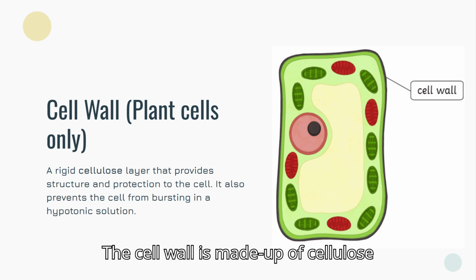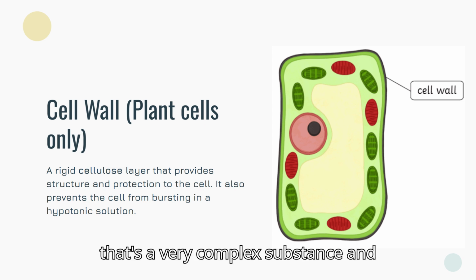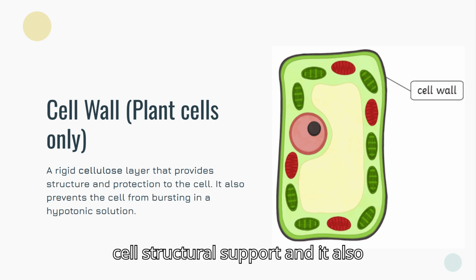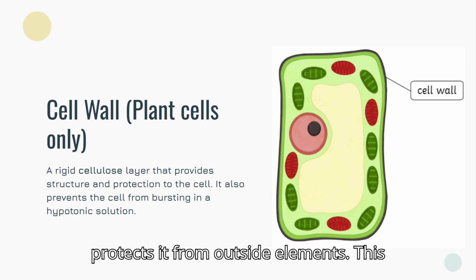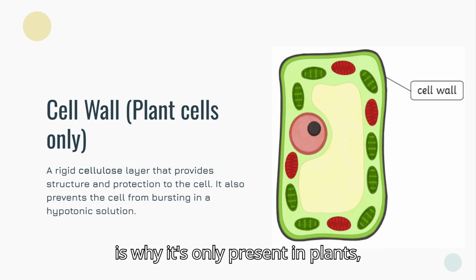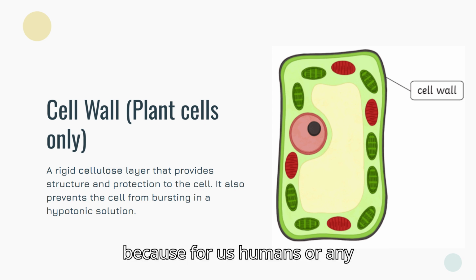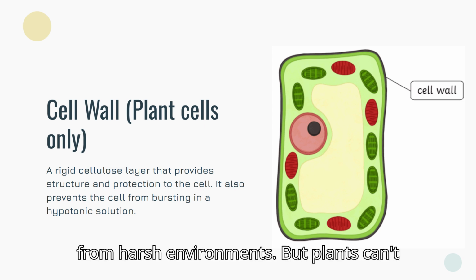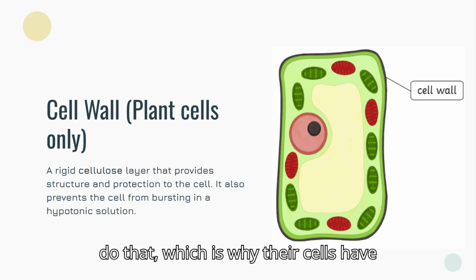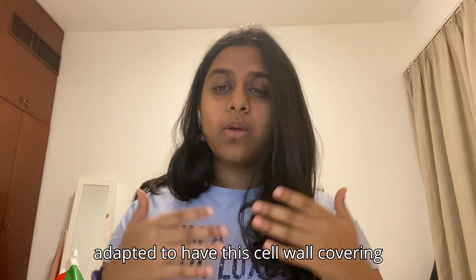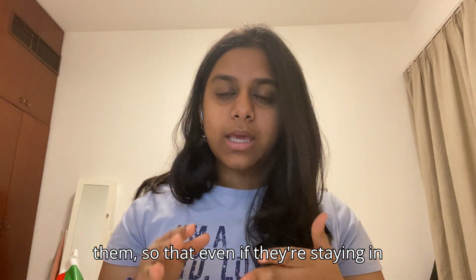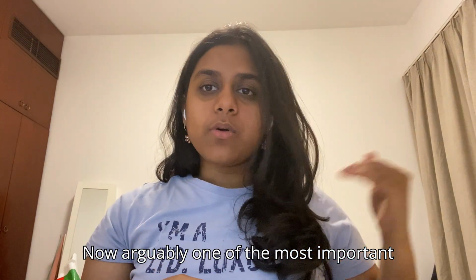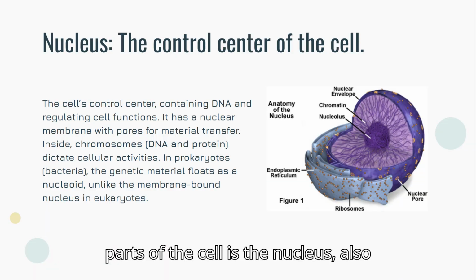The cell wall is made up of cellulose. That's a very complex substance, and it's super hard and gives the cell structural support, and it also protects it from outside elements. This is why it's only present in plants, because for us humans or any animals, we can move around to get away from harsh environments, but plants can't do that, which is why their cells have adapted to have this cell wall covering them, so that even if they're staying in one place, this harsh environment will not affect them.